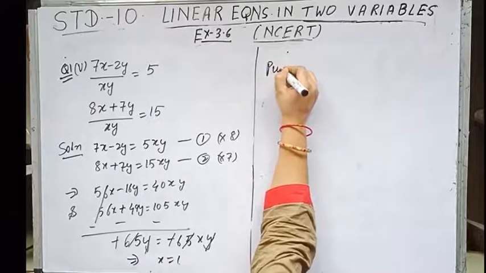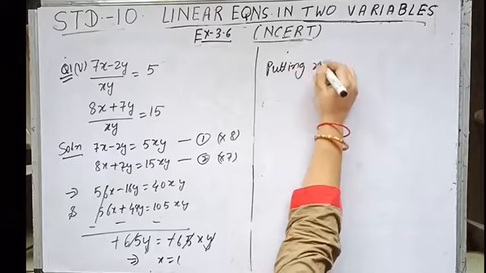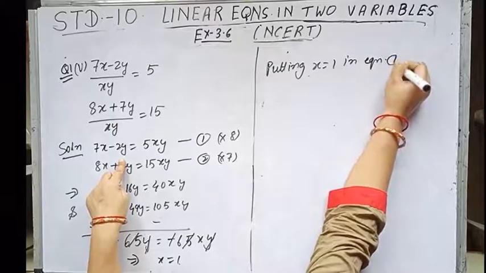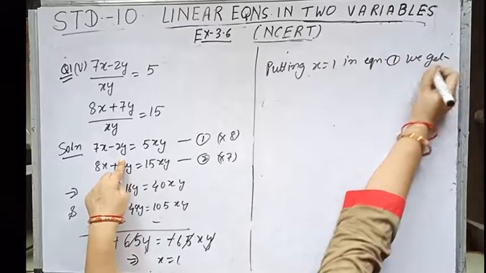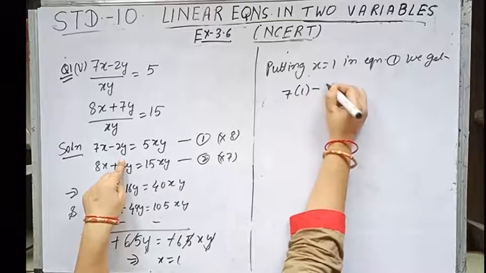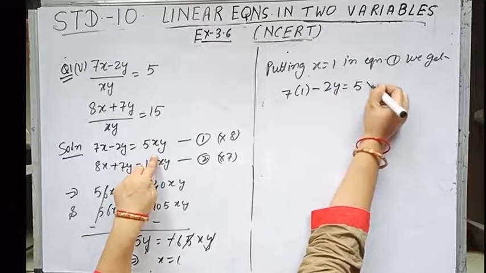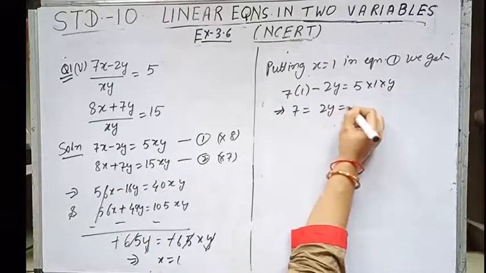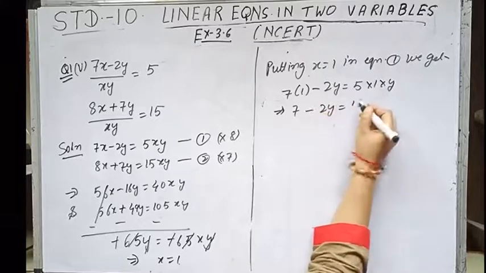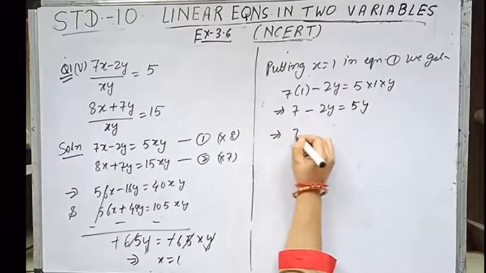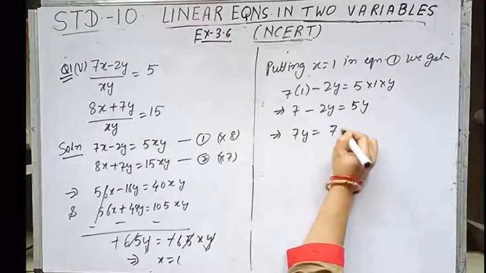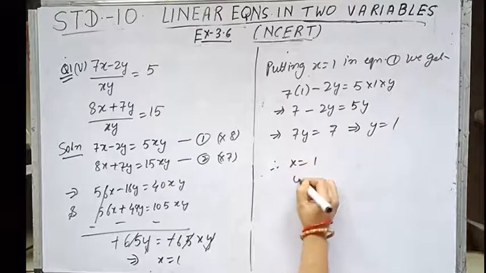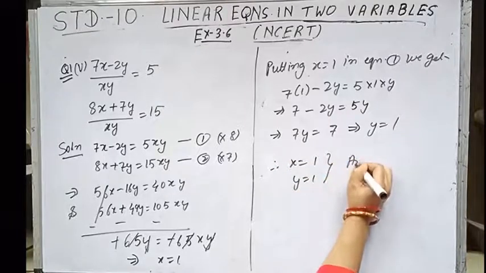Now putting x = 1 in equation 1, we get 7 into 1 - 2y = 5 into 1 into y. This implies 7 - 2y = 5y. This implies 7y = 7. This implies y = 1. Therefore, x = 1, y = 1 is the answer.